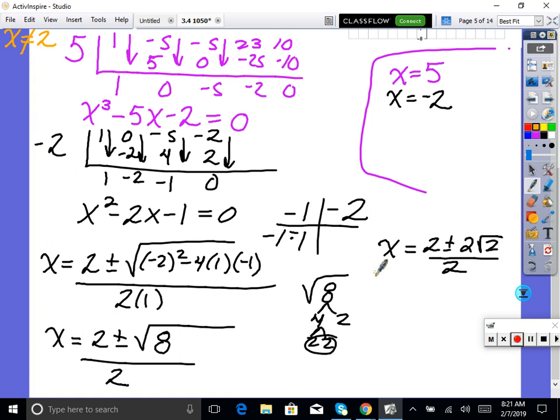So what would that become? x equals, they all become 1, don't they? So 1 plus or minus root 2. There's your other two solutions. x equals 1 plus or minus root 2.